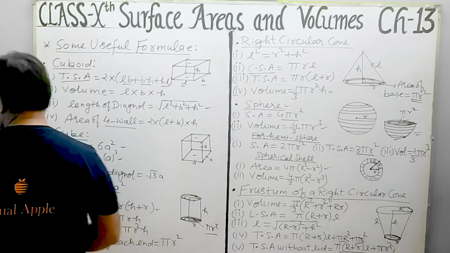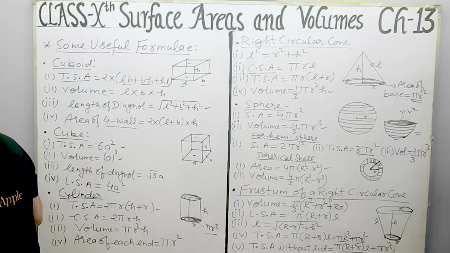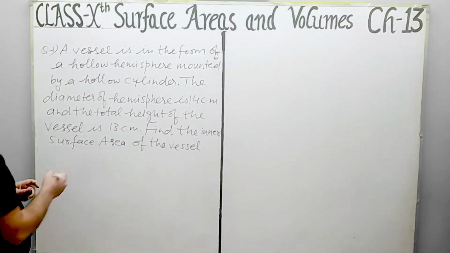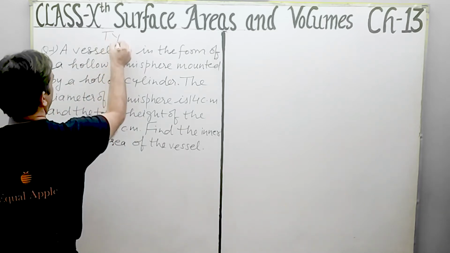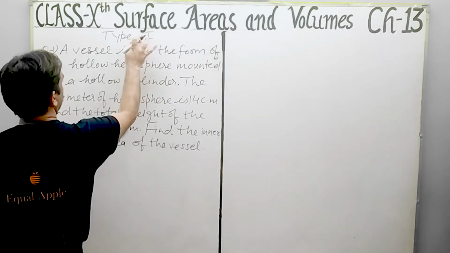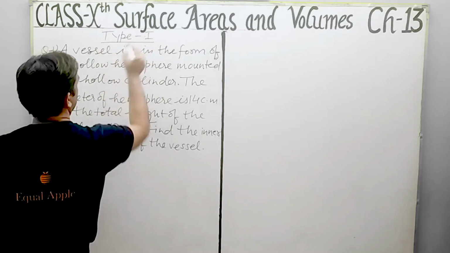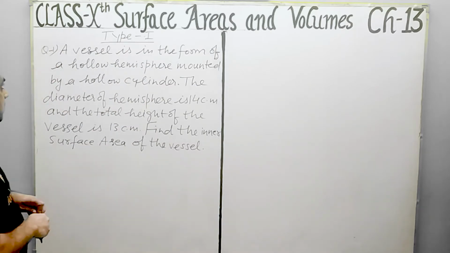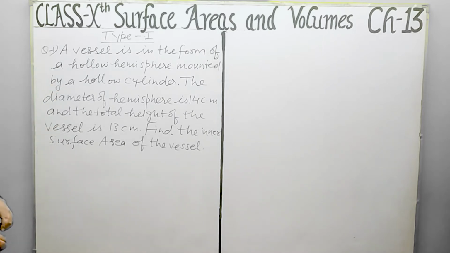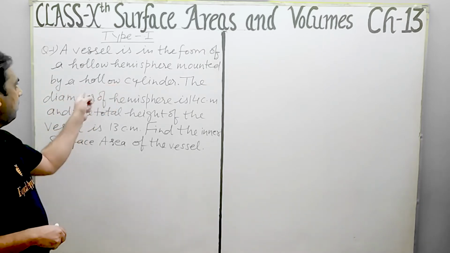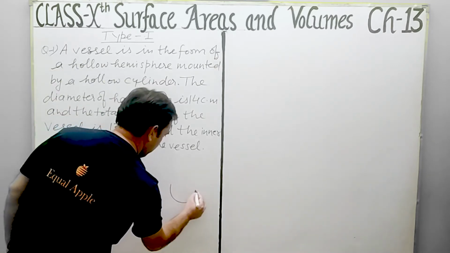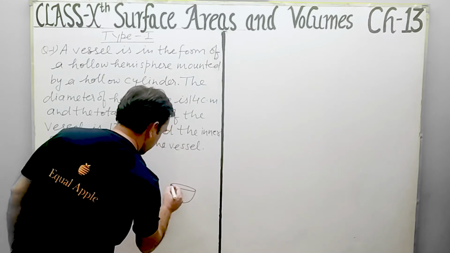Now we will come to the questions. So this is our type 1. I will explain the questions according to the type. This will clear your chapter easily. So in this, our first question is, a vessel is in the form of a hollow hemisphere mounted by a hollow cylinder. So first we will draw the figure for the same.